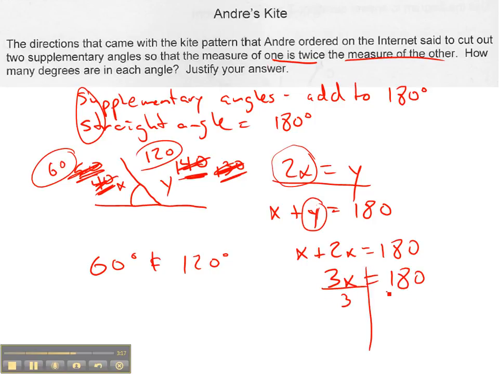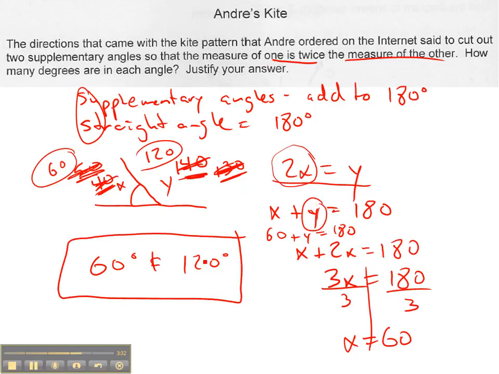You divide both sides by 3 like we've been doing, and x would equal 60. Then if you know x equals 60, 60 plus y equals 180. You can solve for y and figure out that y is 120. So that gives you an idea of the guess and check way of doing it and the systems of equations way of doing it. And like I said, if you're having any trouble with the rest of the homework, the second page of the homework, the protractor problem at the bottom of the page, that's done in the other video. So take a look at that video also.